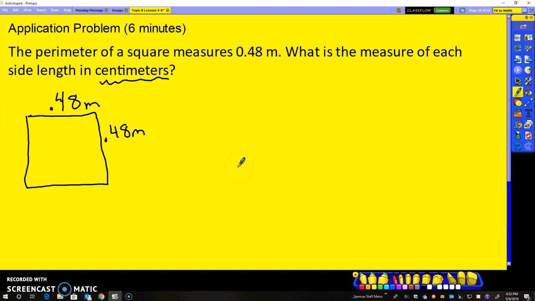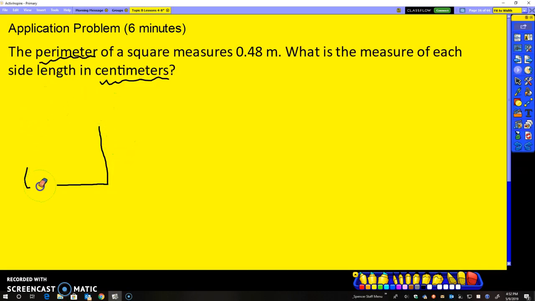Is that what this says? I'm actually reading this wrong. The perimeter doesn't tell me the side lengths are 0.48. I'm sorry, guys. That was a good catch by me, actually. Just caught that on myself.